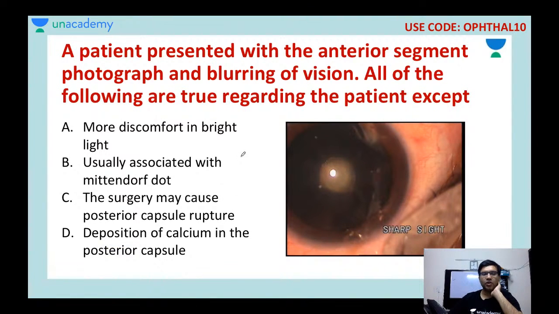I would just show you a transverse section of this patient also. So this is your lens and your opacity is here near the posterior capsule. So my question is, all of the following are true regarding the patient except. Your options are: more discomfort in the bright light, usually associated with the Mittendorf dot, the surgery may cause posterior capsule rupture, deposition of calcium in the posterior capsule.